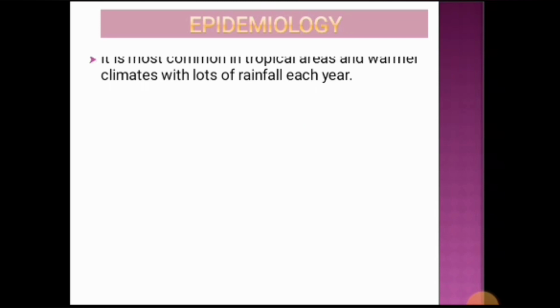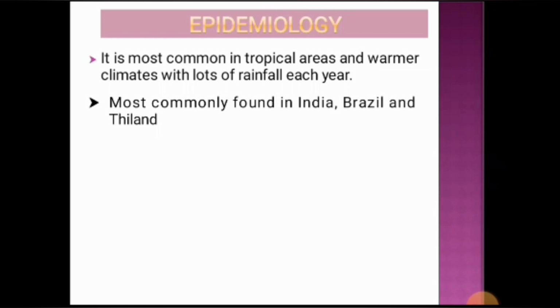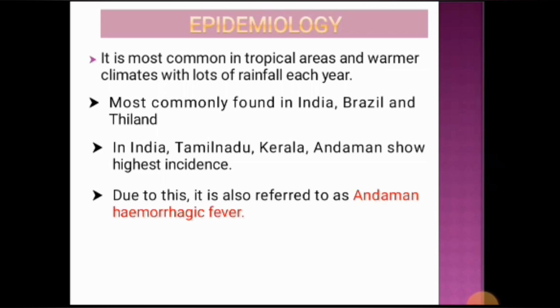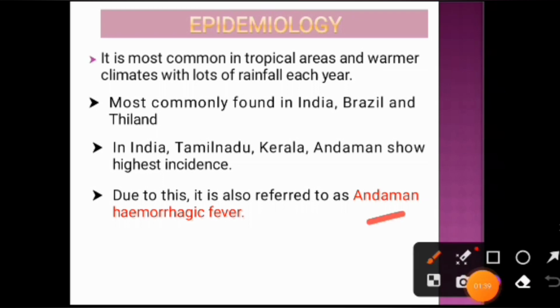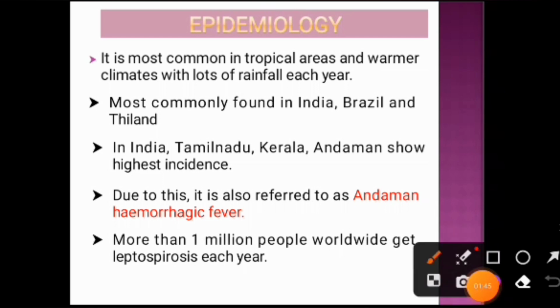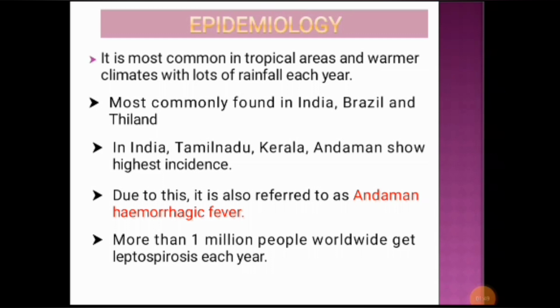The epidemiology. It is most common in tropical areas and warmer climates with lots of rainfall each year. The disease is most commonly found in India, Brazil and Thailand. In India, Tamil Nadu, Kerala, Andaman show the highest incidence. Due to this, it is also referred to as Andaman hemorrhagic fever. More than 1 million people worldwide get Leptospirosis each year. Almost 60,000 of these die from it. So, we have to know about this disease.